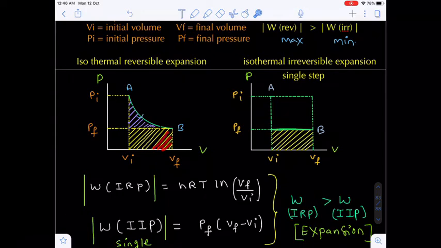Now what is the work done? The work done is nothing but the area under the curve. The area under this curve is called what? Work done in isothermal reversible expansion. Now come to isothermal irreversible expansion.